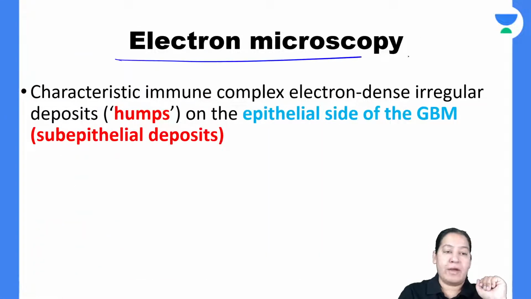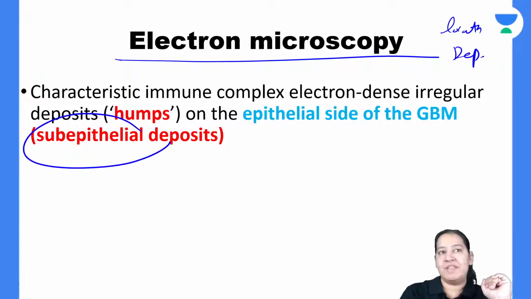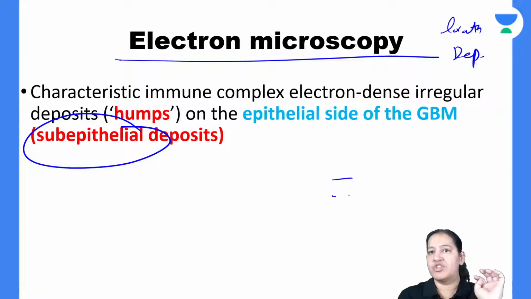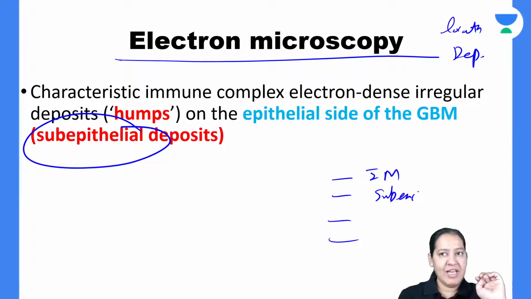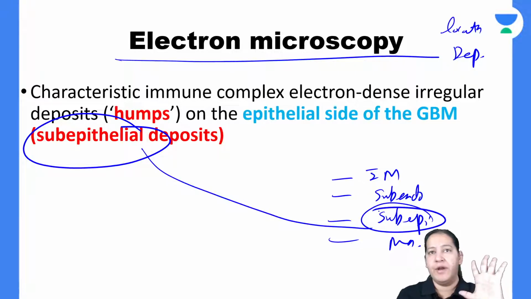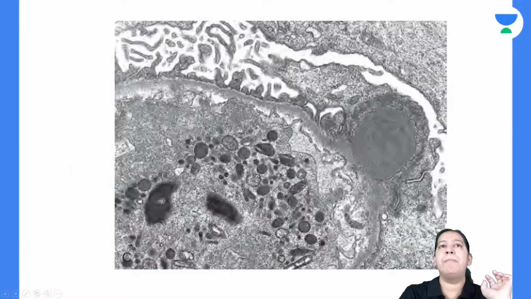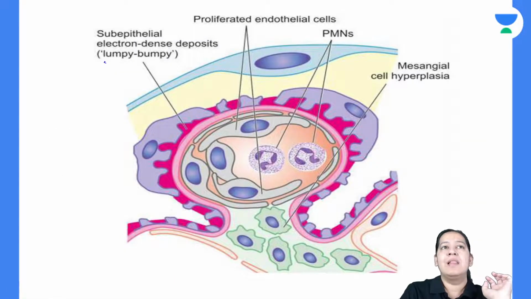Coming to electron microscopy. On electron microscopy, you will see the location of deposits. So what was the location? It was subepithelial. There are four options in location: intramembranous, subendothelial, subepithelial, and mesangial. Out of the four, the deposits are subepithelial. You already know it. But the size of the deposit is big. That's why it is known as lumpy, bumpy, humpy deposits, right?